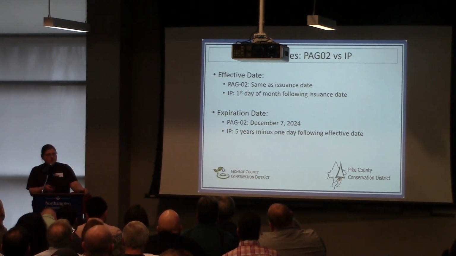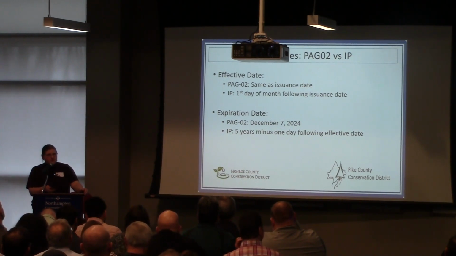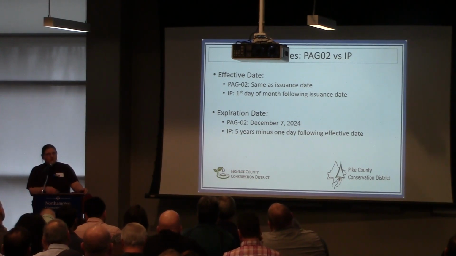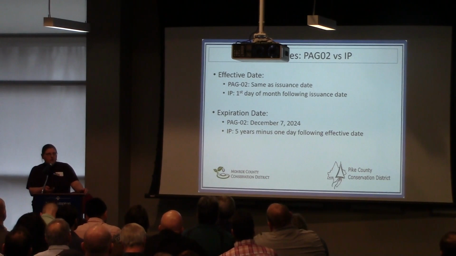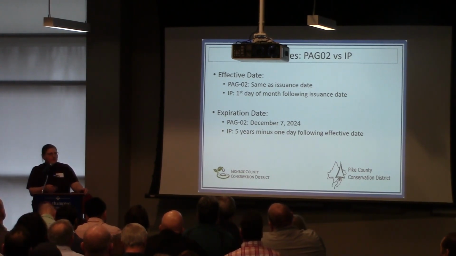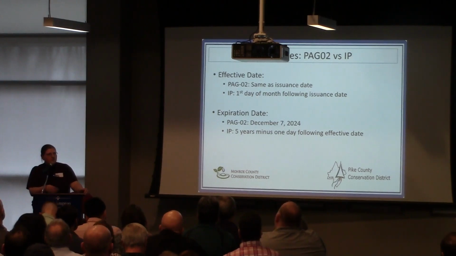The expiration date to cover again, for the PAG-02, would be December 7th, 2024. For the individual permit, it's still 5 years from the effective date now. So 5 years from that March 1st example would actually be February 29th this year, because of the leap year, and that is when the permit expires.